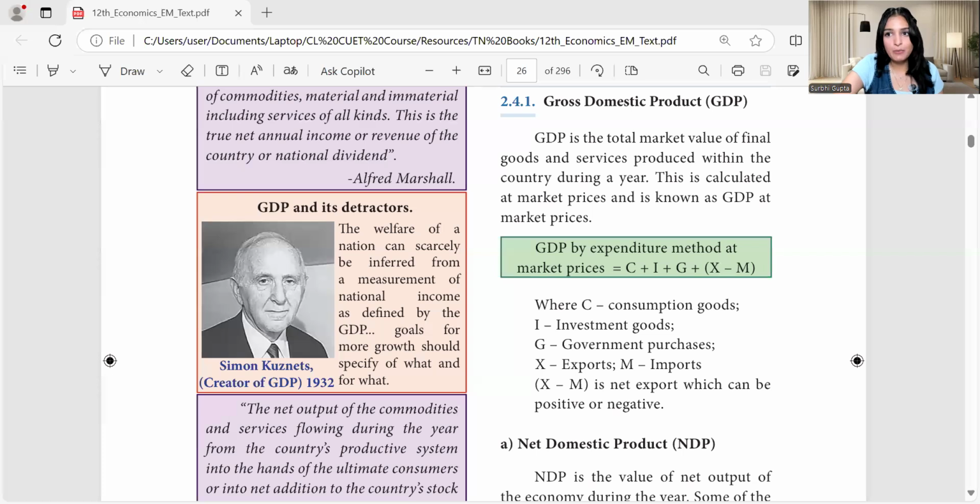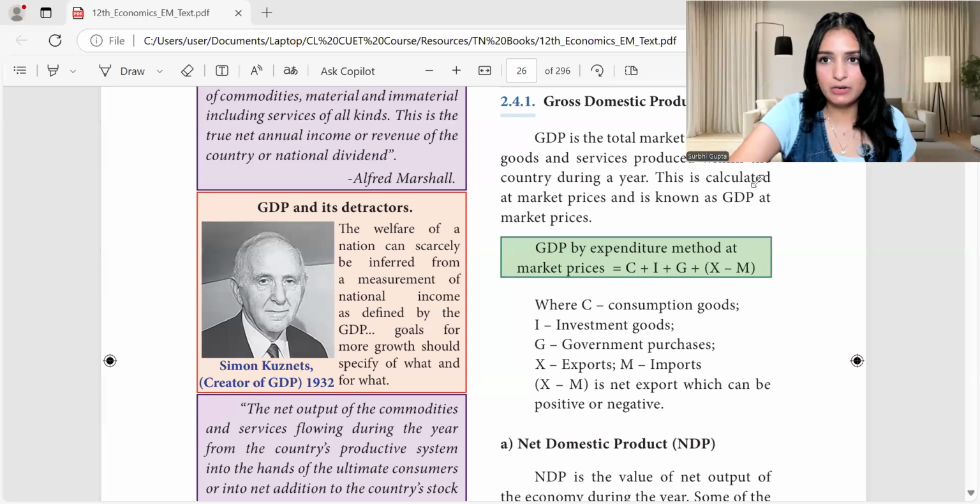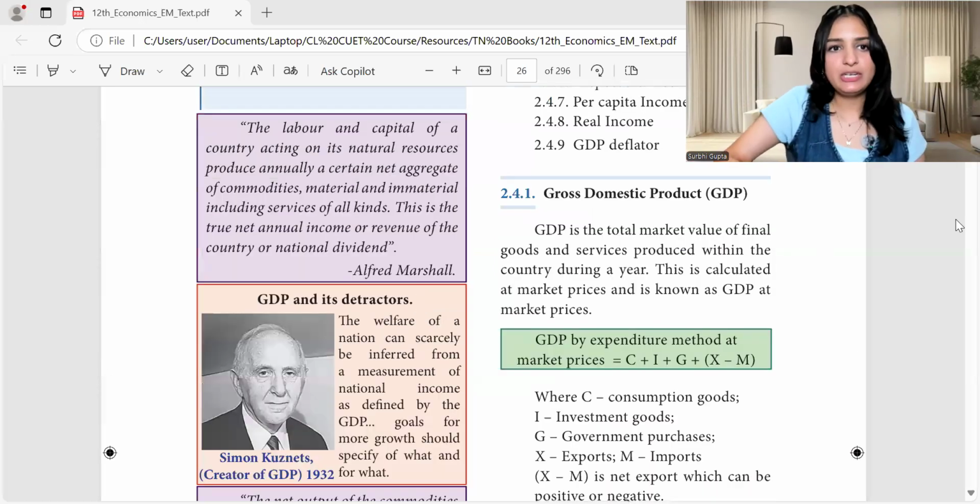So I'll quickly share the screen without wasting any time so that we can start with today's topic, which is GDP. What is GDP? Okay, we'll read that and then we'll sort it out, like what all things we are going to do. Yeah, so what is GDP?